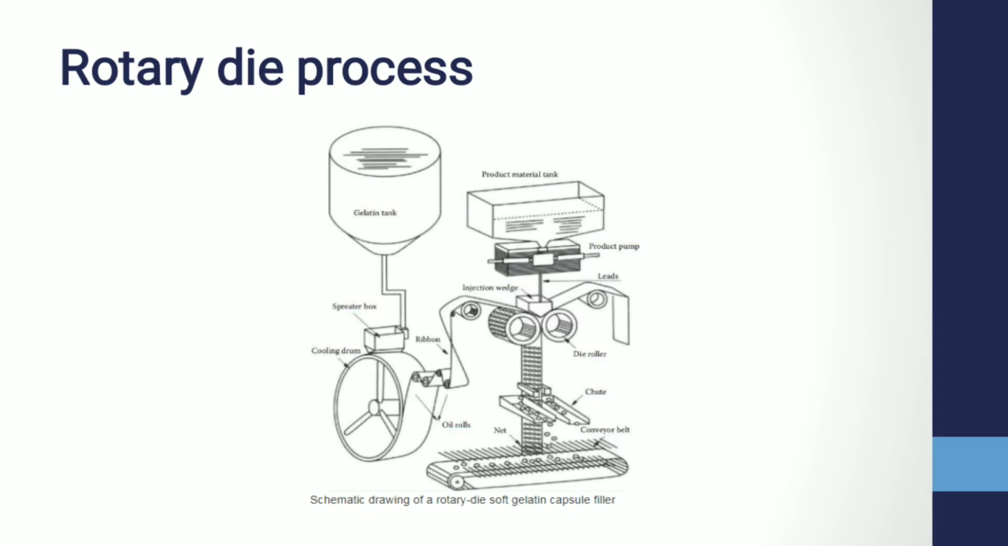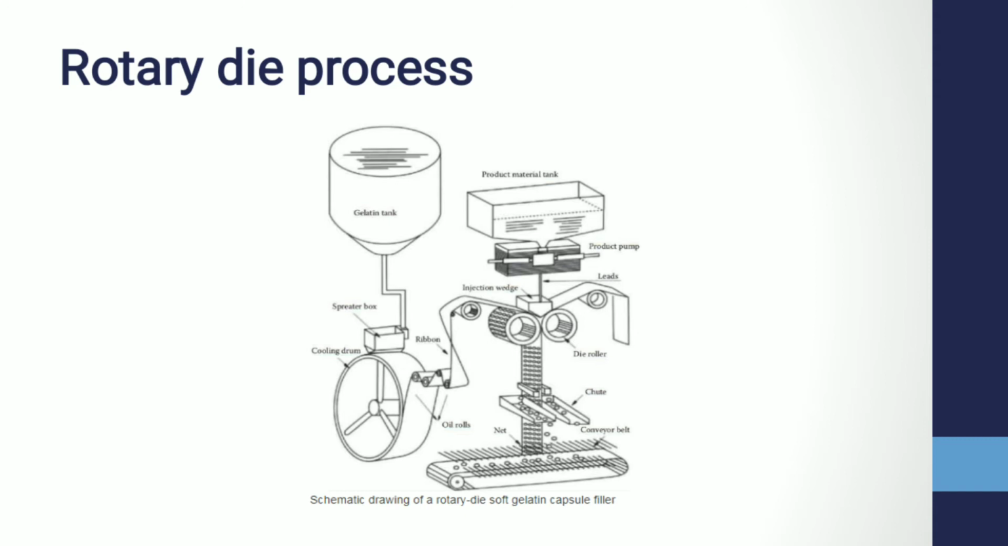Warm molten fluid gelatin is fed from a heated tank through a spreader onto a metal drum, forming a uniform ribbon of gelatin. Then the ribbons are brought together between twin rotating dies. Simultaneously, the product to be filled is metered and injected under pressure from another heated tank into the capsule. The fill material can be either liquid, semi-solid or paste. Then as the die continues to rotate, the capsules are sealed and cut from the ribbon. The content of each capsule is adjusted by the stroke of the pump.